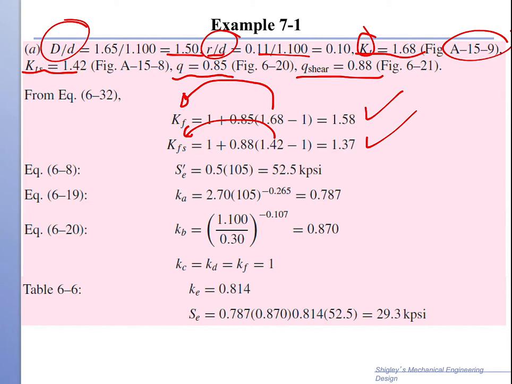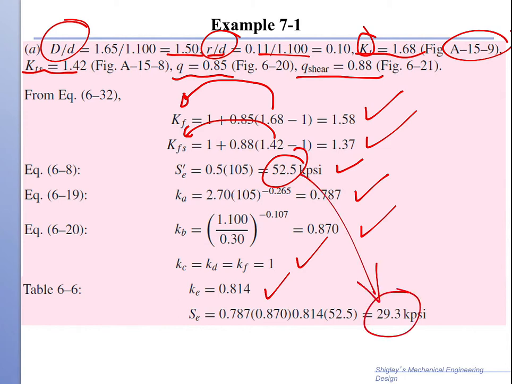Before I go there, I get the rotating beam endurance limit corrected for the surface finish, corrected for the size, and the other Marin factors of 1, and then we have a loading factor for bending of 0.8. So it is knocked down from 52.5 to 29.3. So it's a big drop in the endurance limit that we will have to be careful in applying.